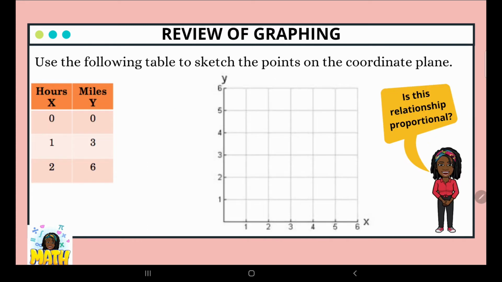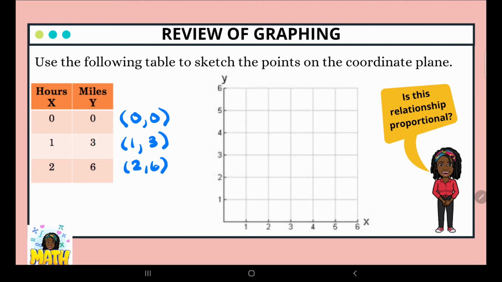Now here we have a table. So we're going to sketch the points from this table, and that will help us to determine whether or not the relationship is indeed proportional. Whenever you have a table, you have values of x and values of y, we can rewrite this as a point. And as a point, x would go first. So (0, 0) would be that point. (1, 3) would be the second point. And then (2, 6) would be the third point.